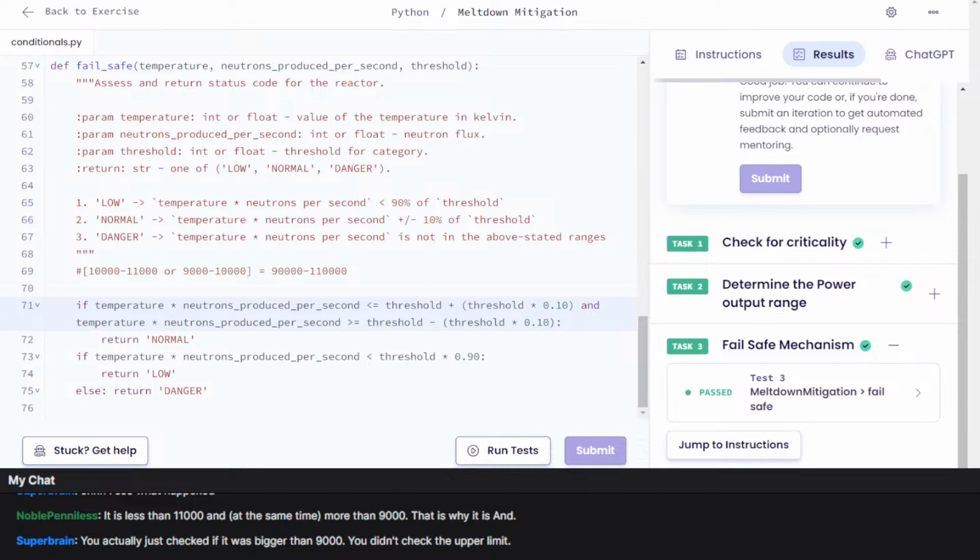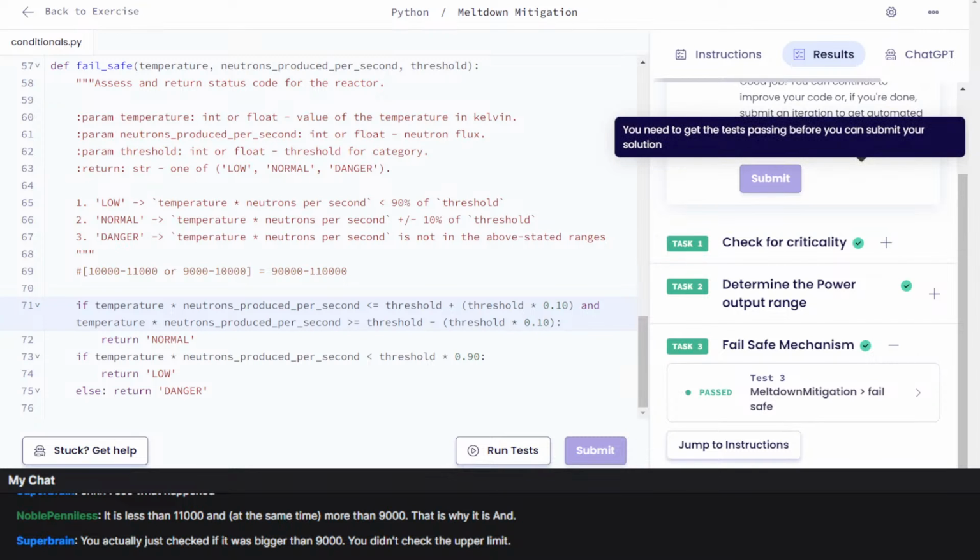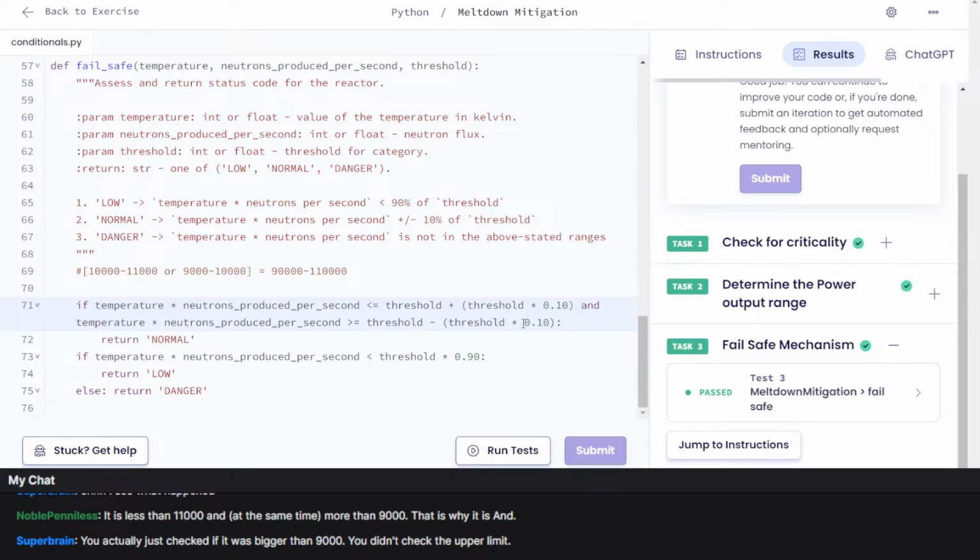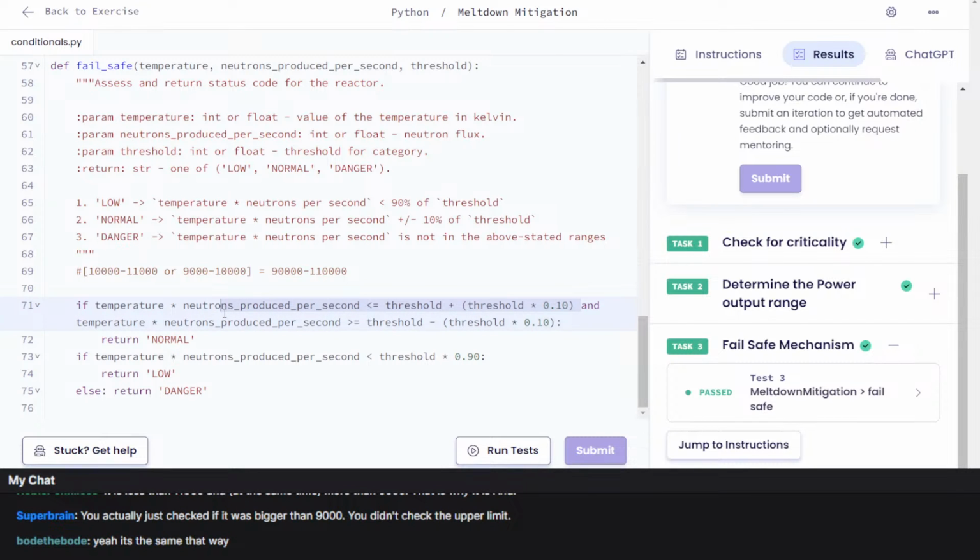Superbrain says you actually just checked if it was bigger than 9,000. You didn't check the upper limit. Because I used less than or equal. Oh. I actually just checked if it was bigger than 9,000. Where's the one where I do the 9,000? This one? This statement? But I didn't check the... Bodepi Bode says, but wait, I have less than... that way. Okay.